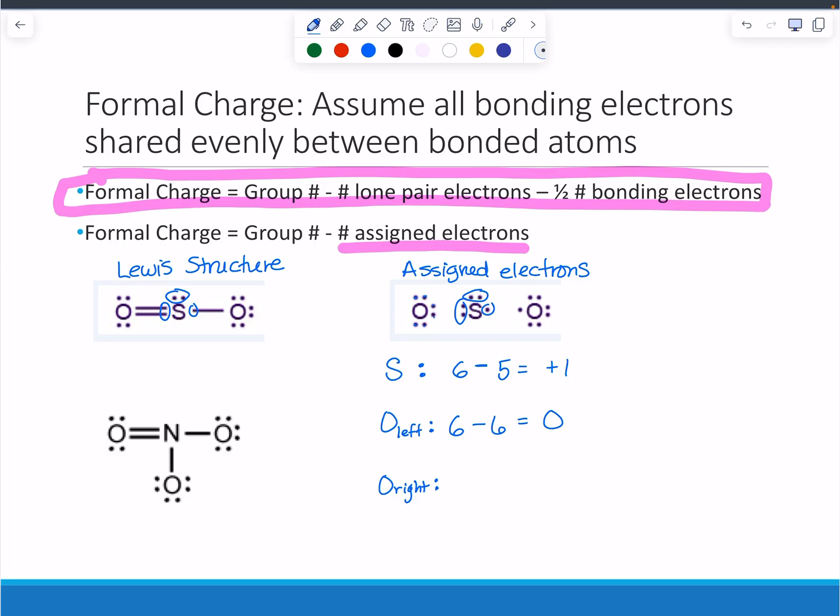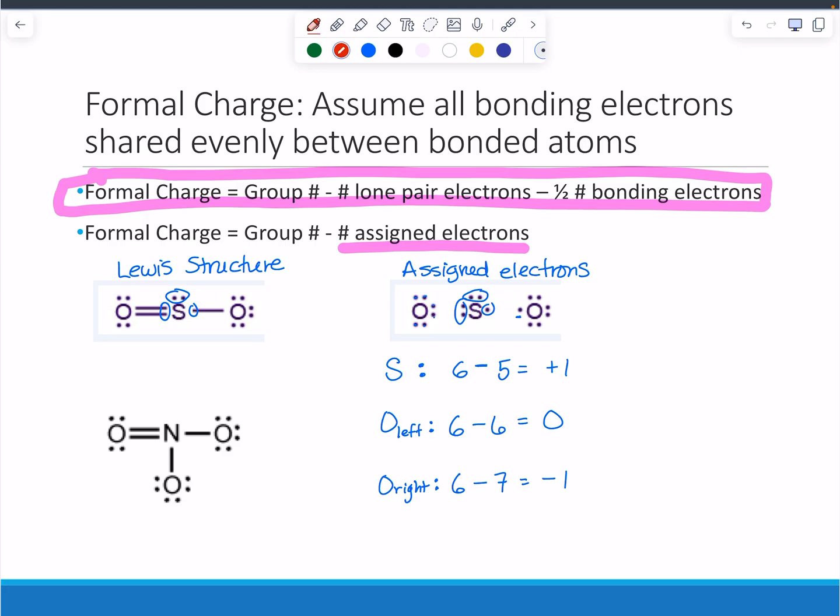Now let's do the one on the right. It's in group 6, but we have this extra electron there that's been assigned to that atom, so that's 7. So that comes out to be -1, okay?